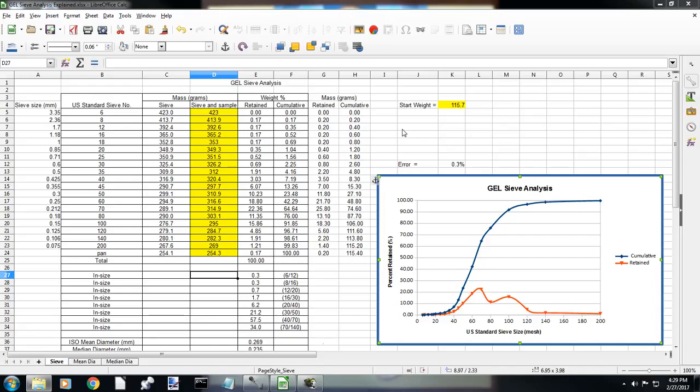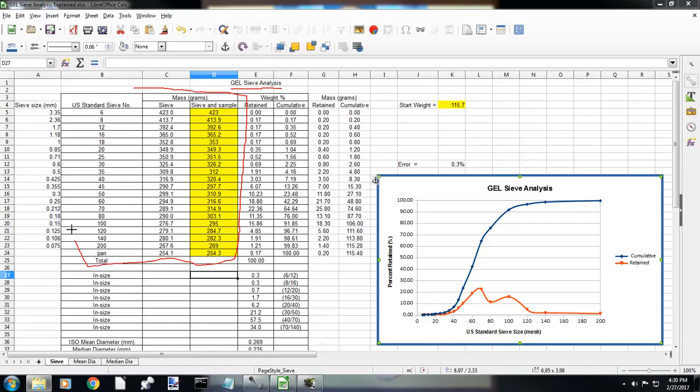Let's go over how to look at a sieve analysis. And so this is our sieve analysis spreadsheet. And what I'll talk about are, let's go with this section first.